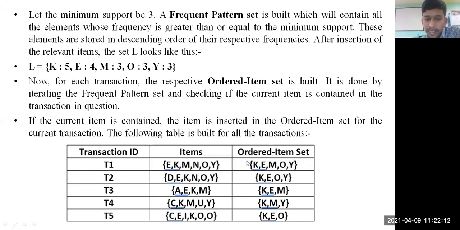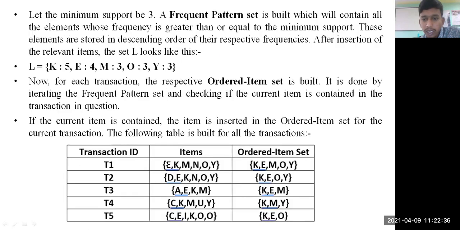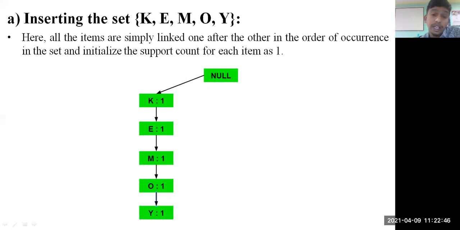First, we look into transaction T1. In T1, I have the elements K, E, M, O, Y. So I will be taking these values here: K, E, M, O, Y. I have taken the first transaction values in the formation of a tree, and I have given a value of 1. Why do I give the value as 1 here? Because K is repeated one time, E one time, M one time, O and Y. Now this is the first step in creation of your frequent pattern tree.